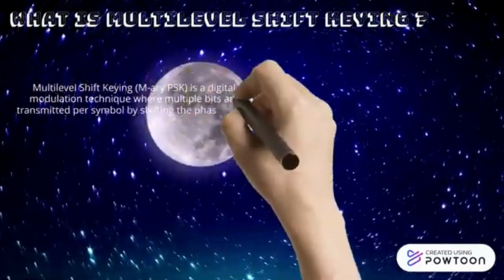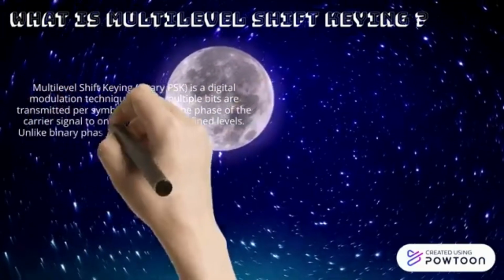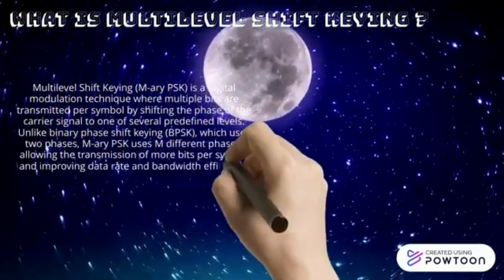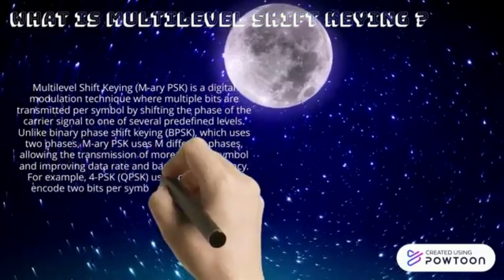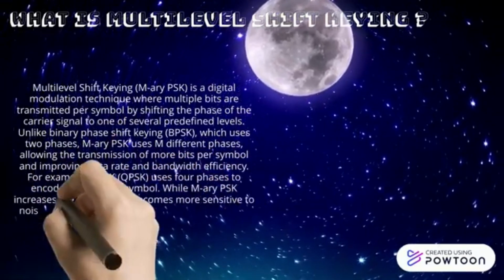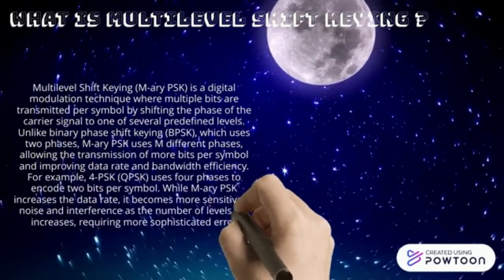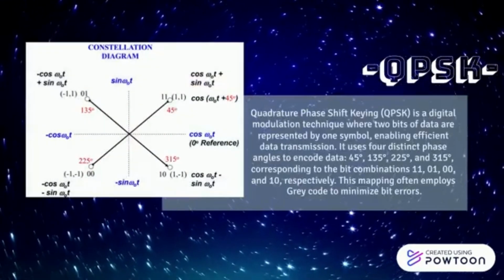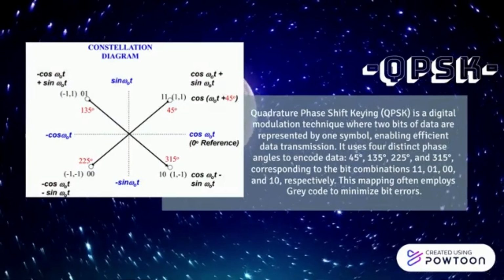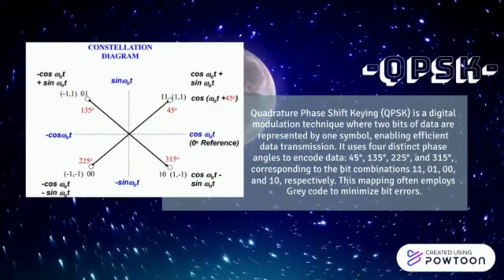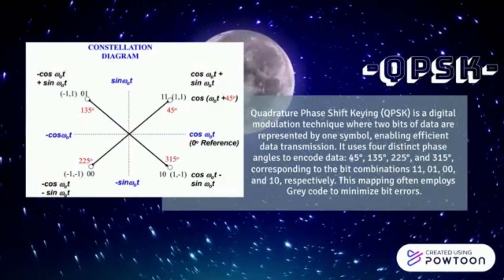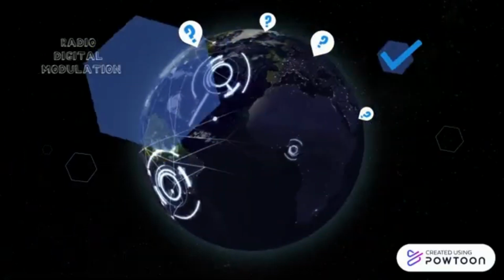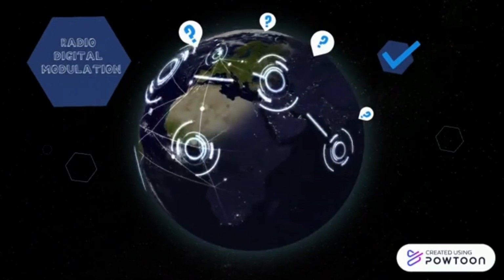Did you all know what multi-level shift keying is? Here is the explanation about it. Quadrature phase shift keying, QPSK, is a digital modulation technique where two bits of data are represented by one symbol, enabling efficient data transmission. It uses four distinct phase angles to encode data, corresponding to the bit combinations. That's all for radio digital modulation. Thank you for watching.